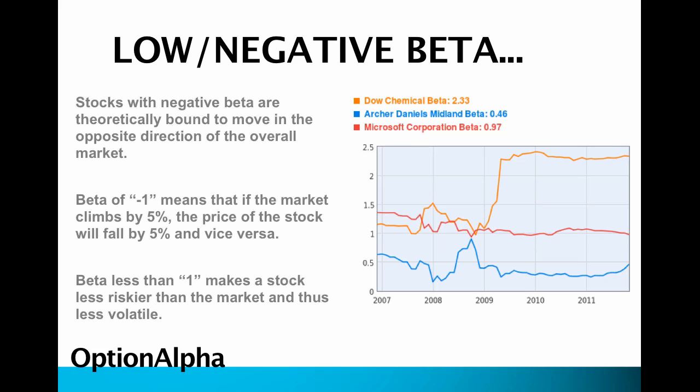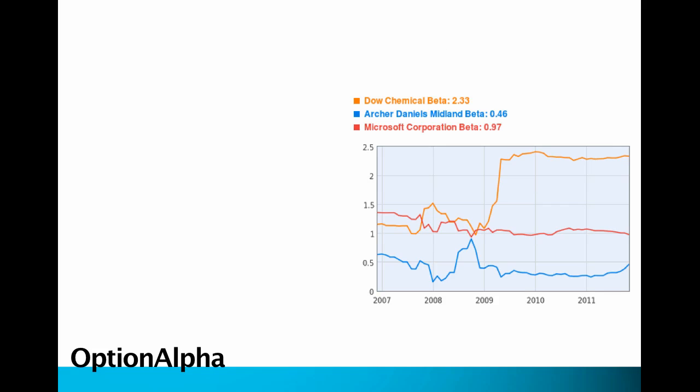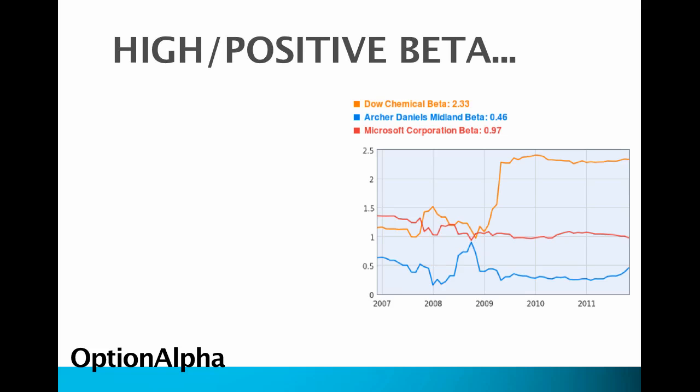Now when we talk about low or negative beta, we're talking about stocks with negative beta that are theoretically bound to move in the opposite direction. So a beta of -1 versus 1 means that if the market climbs by 5%, the price of the underlying stock is going to fall by 5%. Again, betas less than 1 make the stock less risky than the market and thus less volatile. Actually, that should be more risky than the market and thus more volatile.